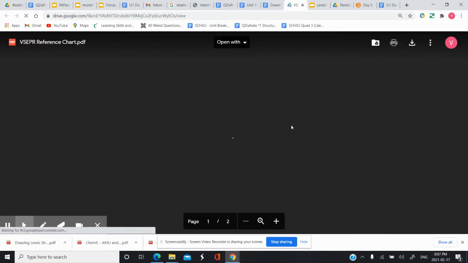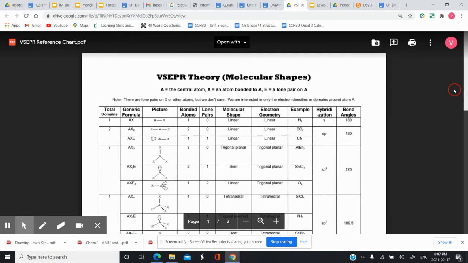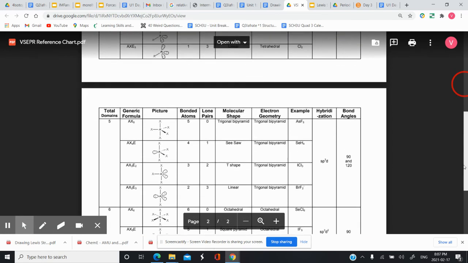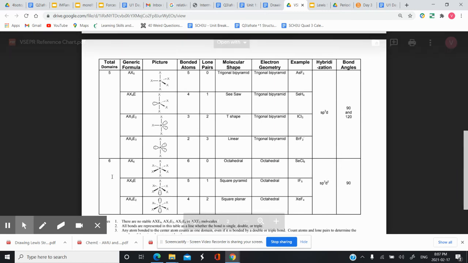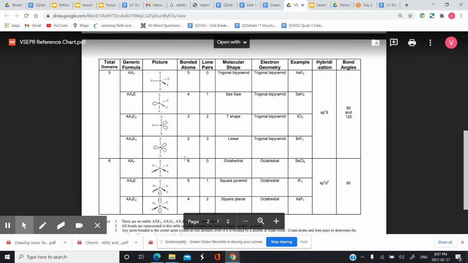this is the VSEPR reference chart. You'll notice we have 6 electron regions, we call that domains because it's SF6. There's 6 things around it. And they're all bonded. There's no lone pairs, so it's a similar table, just a bit larger and has angles and everything. You don't need to worry about that right now.